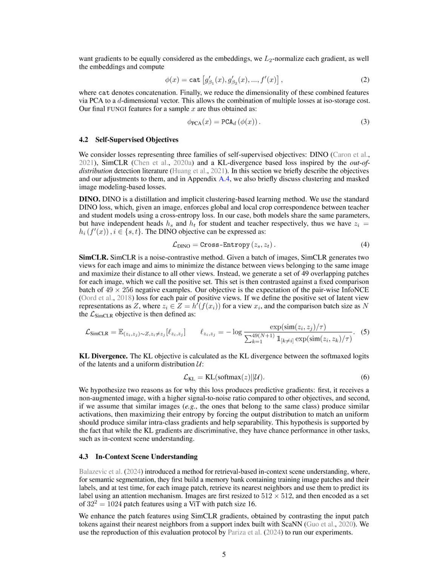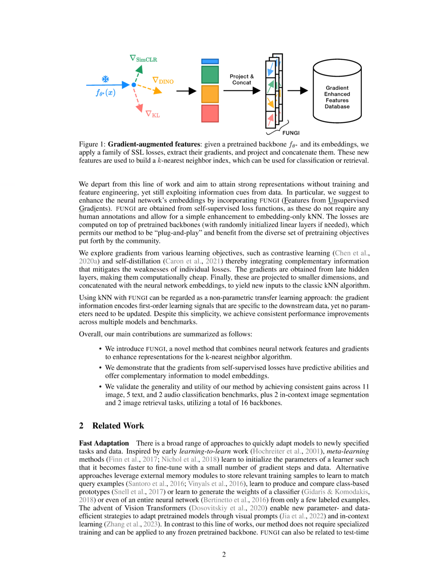The gradients are derived from various self-supervised learning objectives such as DINO, SimCLR, and a KL divergence-based loss. By integrating these gradients with the neural network embeddings, FUNGI improves the predictive abilities and offers complementary information to the model embeddings. The method ensures that the gradients encode first-order learning signals specific to the downstream data, without the need to update any parameters, making it a non-parametric transfer learning approach.